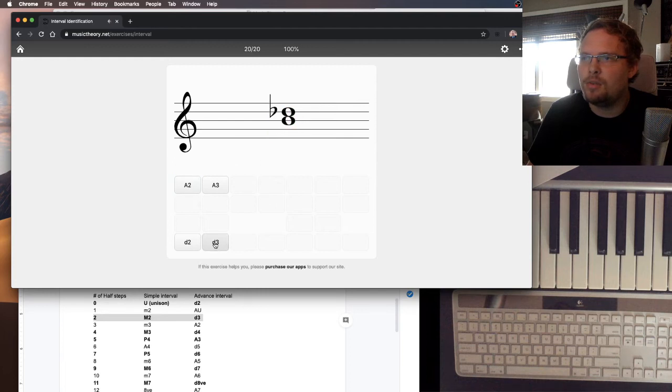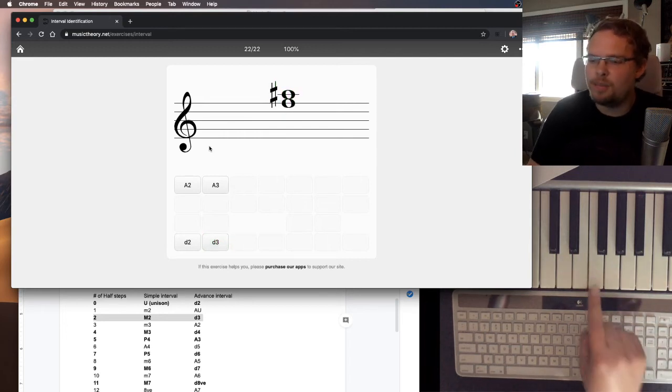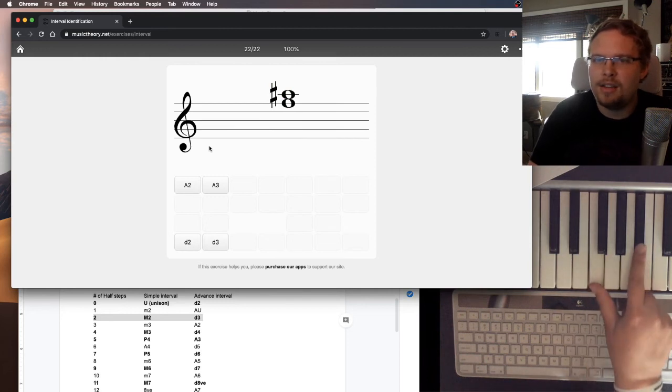I'm looking for something else. Still diminished thirds, come on. Here we go. Here is an F and then an A sharp. So here's an F and an A sharp.